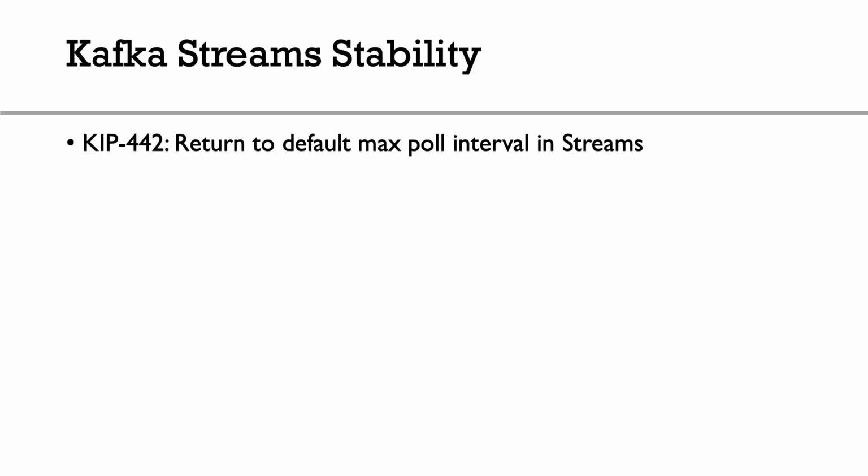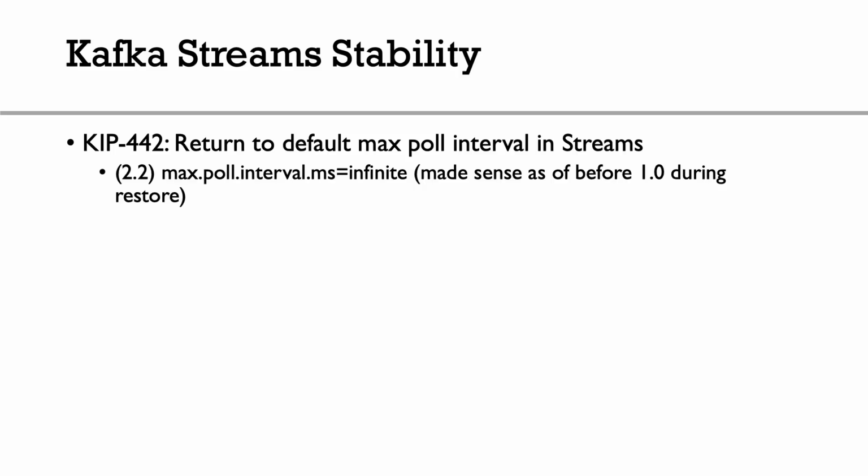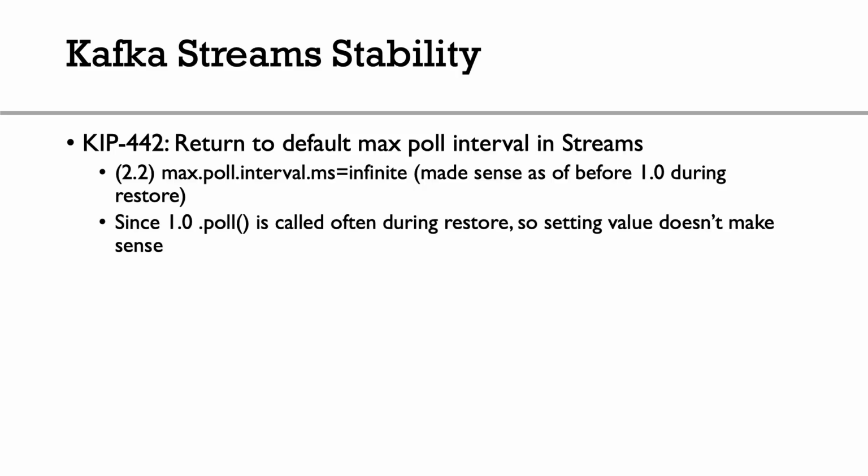In terms of stability, there is KIP 442, and this max poll interval in streams used to be infinite as of 2.2, and the reason is because before 1.0 there were going to be some timeouts, and they set it this way, but now it doesn't make sense to keep it as infinite. Since 1.0 poll is called very often during the restore, so the old value doesn't make sense. So now we're back at the default value for a consumer, which is max.poll.interval.ms equals 5 minutes. That shouldn't impact you at all with Kafka Streams, but it's still good to know.